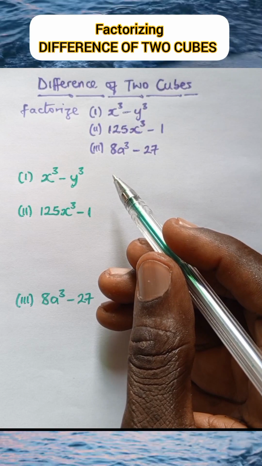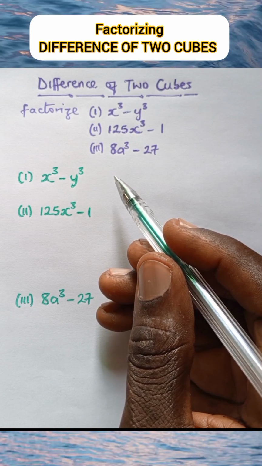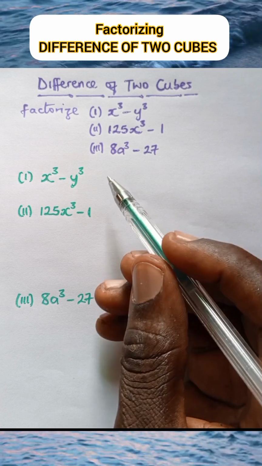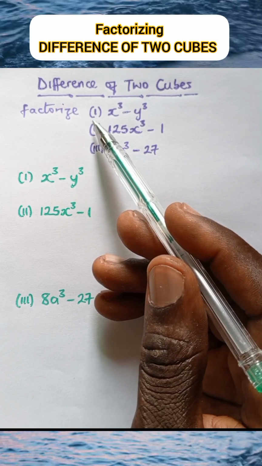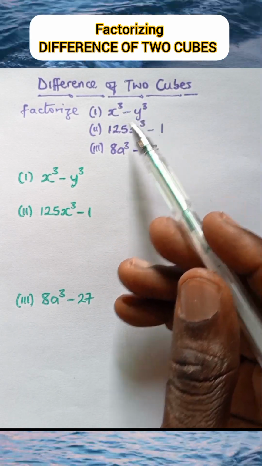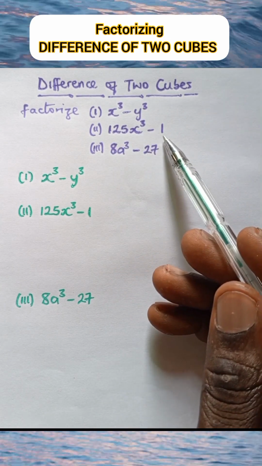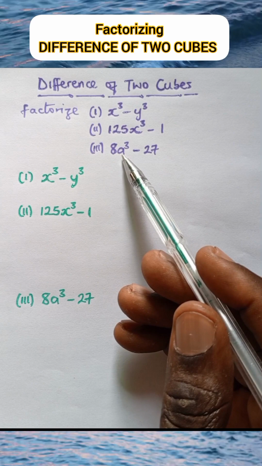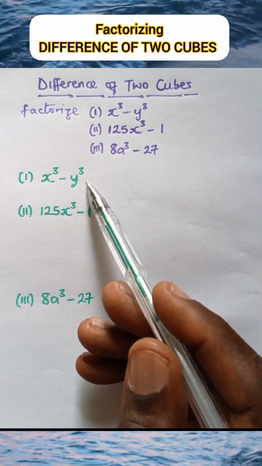Let us learn how to factorize difference of two cubes. A lot of persons are familiar with difference of two squares, but in this video, we are going to factorize 1. x cube minus y cube, 2. 125x cube minus 1, and 3. 8x cube minus 27. Let us start with the first one.